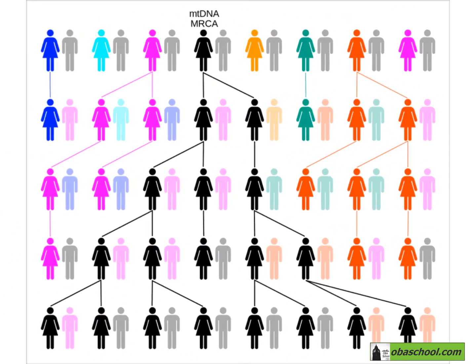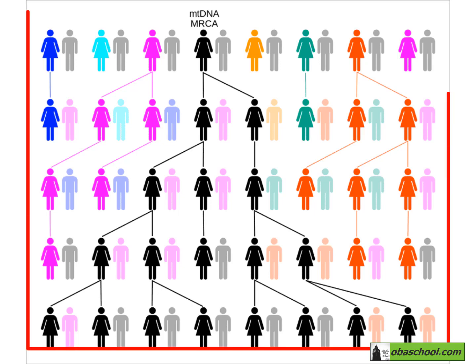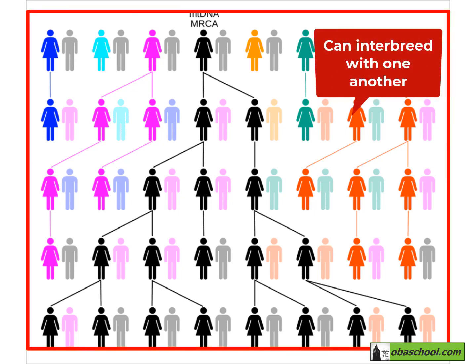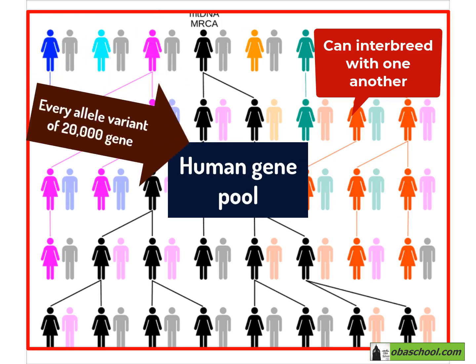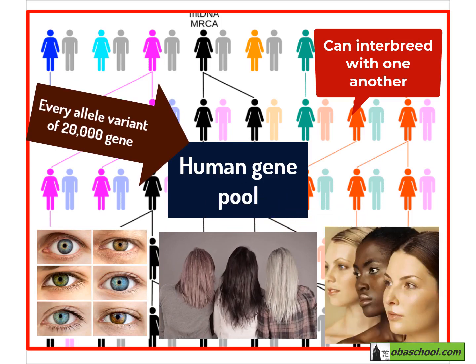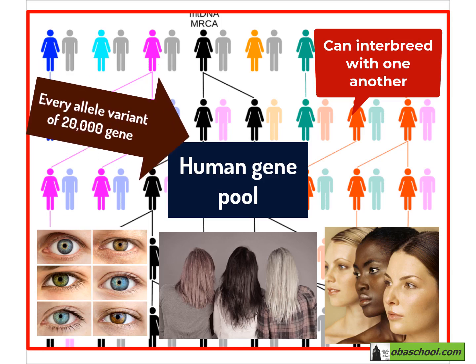For example, every human being on Earth is able to interbreed with one another as a single species. Now, the human gene pool is therefore made up of every allele variant of the approximated 20,000 human genes within our DNA. So, we have genes for eye color, hair color, skin color, and so on. And all the alleles for these genes will make up the human gene pool.